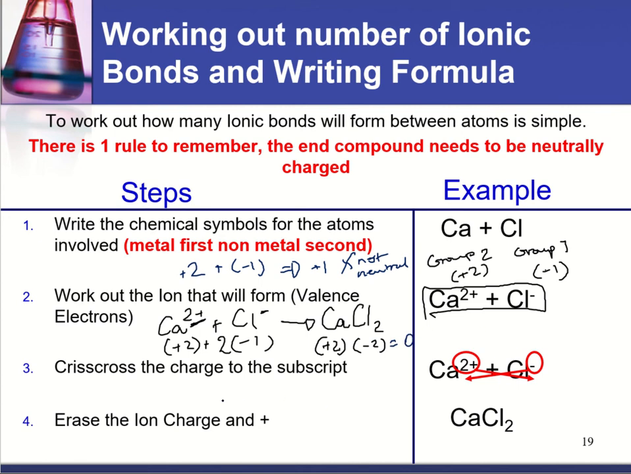The other thing you can work out is the crisscross method. So first thing is we have calcium 2 plus and we have chloride 1 minus. Now when you compare the charges, you can see that they are different to each other. So if the charges are different, firstly cross out the plus, cross out the minus, and simply move these numbers to the other side of each other, and you get the same answer there. Okay, and that's how you write the formula.